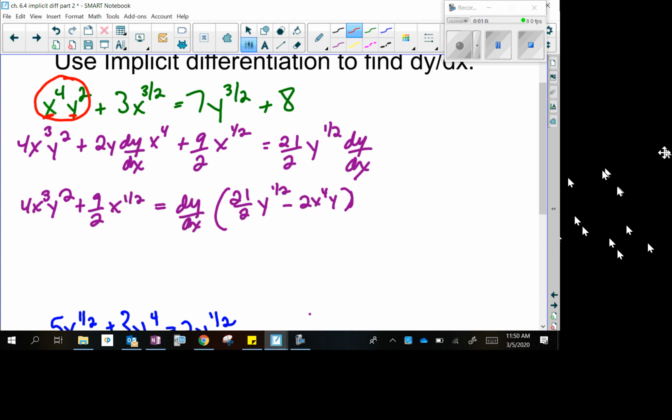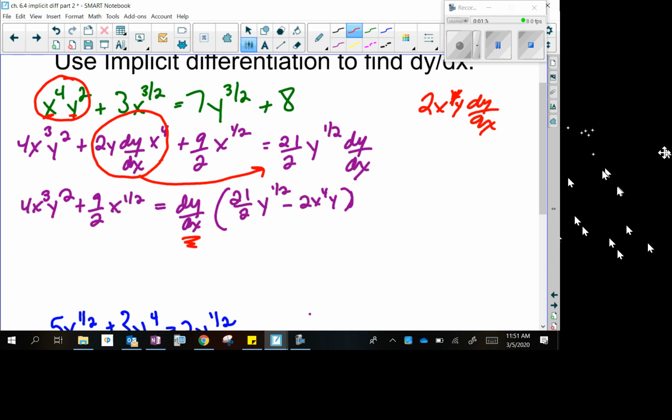Okay, so now I have to solve for dy/dx. So I need to get all the terms that have dy/dx over to one side. That's where I took this term, and even though I wrote it like this, it is really the same thing as 2x to the fourth y dy/dx, right? So I subtracted it over to the other side to get all my dy/dx terms together.